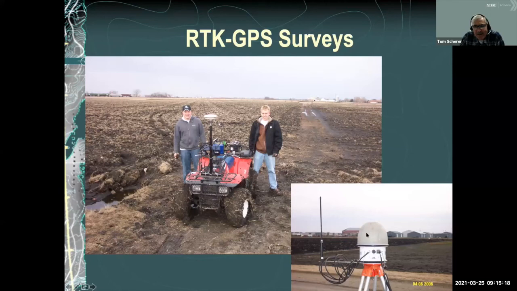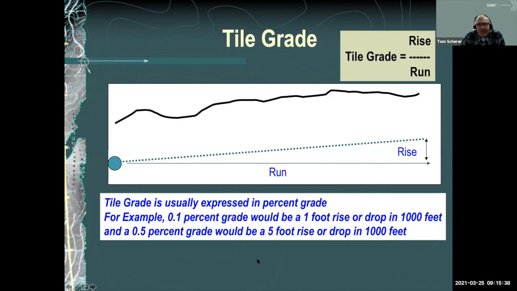They have a base station here, and then the portable unit, and of course, this thing is the one that gets the accuracy and then feeds into this one. But you need that kind of accuracy in order to determine, especially on flatter fields, how much elevation you actually have to work with. And when we talk about elevation, we talk about rise over run or tile grade. So if this was the main and you're putting in a lateral, if there's a rise over the run, we talk about tile grade in percent.